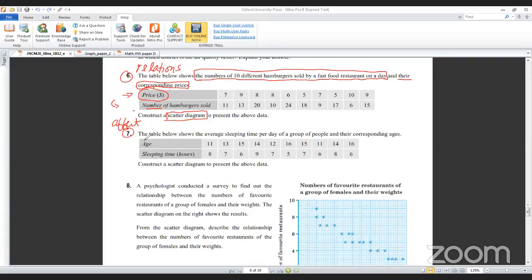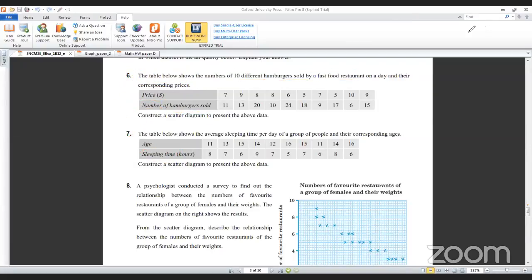And then for example, just have a quick look at question 7, age and sleeping time. It means, will the age affect the sleeping time? For example, if someone is getting older, will that person sleep more or sleep less? Then this is a kind of relations. And then we try to use a diagram to show whether they have a relation. In this case, we use something called scatter diagram.